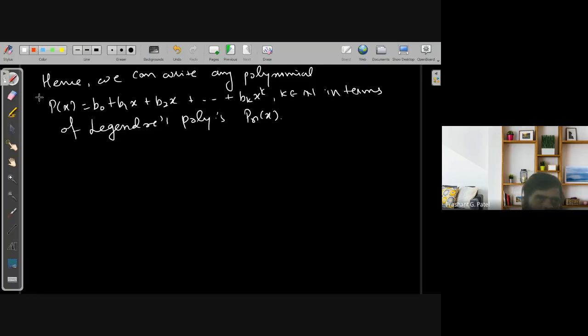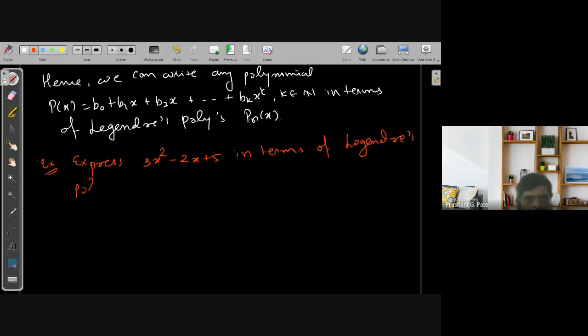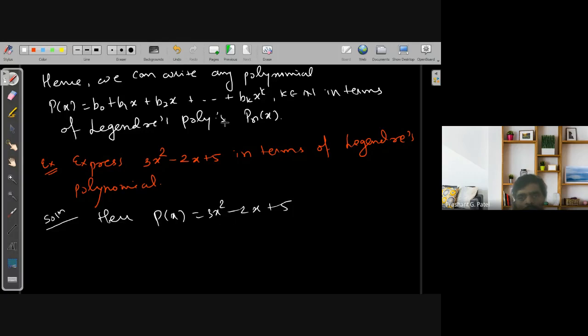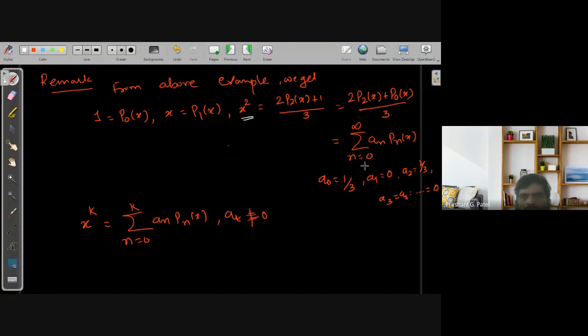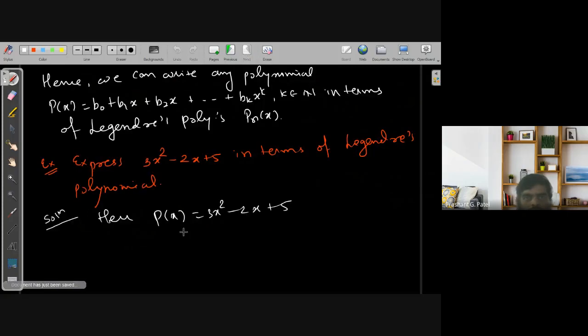For example, let us take the example and see this. Express 3x square minus 2x plus 5 in terms of Legendre polynomial. So the question is to calculate this 3x square minus 2x plus 5 in terms of Legendre polynomial. So here we have p of x is this, 3x square minus 2x plus 5. Now the value of x square, we can have this, 2 times P2 of x plus P0 of x by 3, in terms of Legendre polynomial. So that we can substitute here.